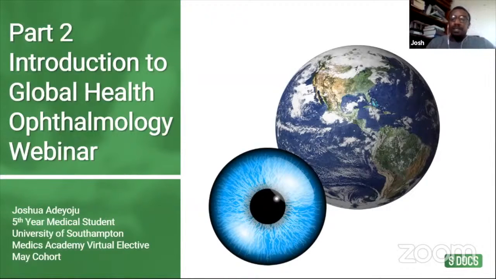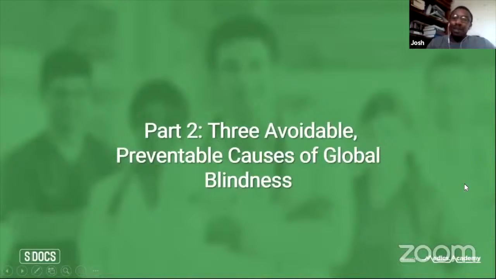Part 1 was basically an introduction to the whole concept of global health ophthalmology, why it's so important, why ophthalmology and global health are linked. And in part 2, we shall discuss 3 avoidable, preventable causes of global blindness. We'll look into these 3 causes in a bit more detail.